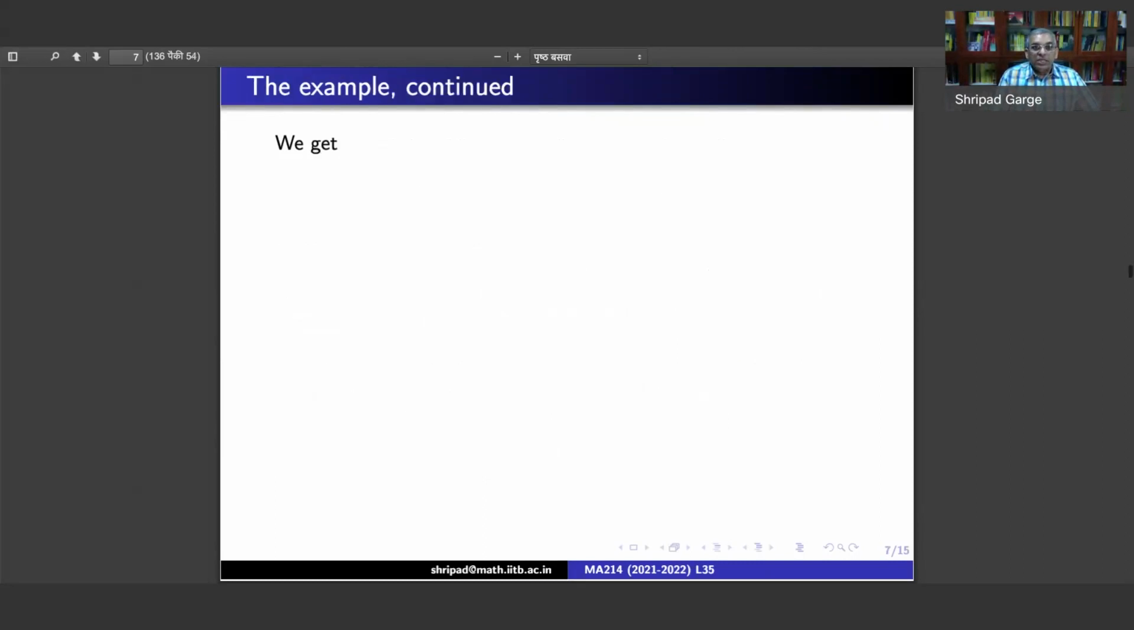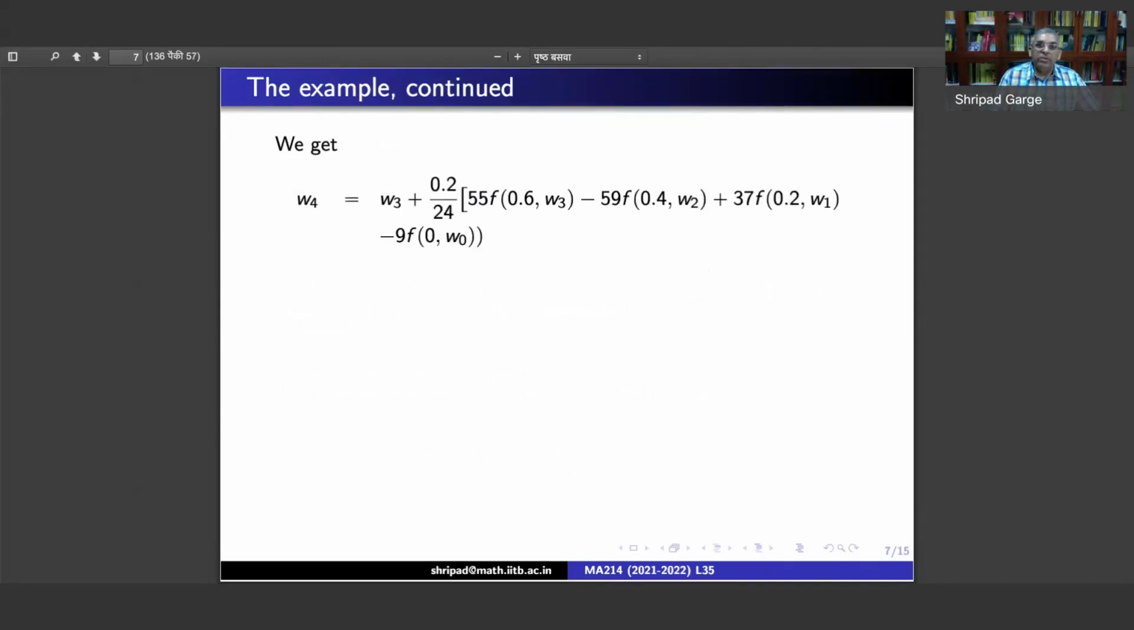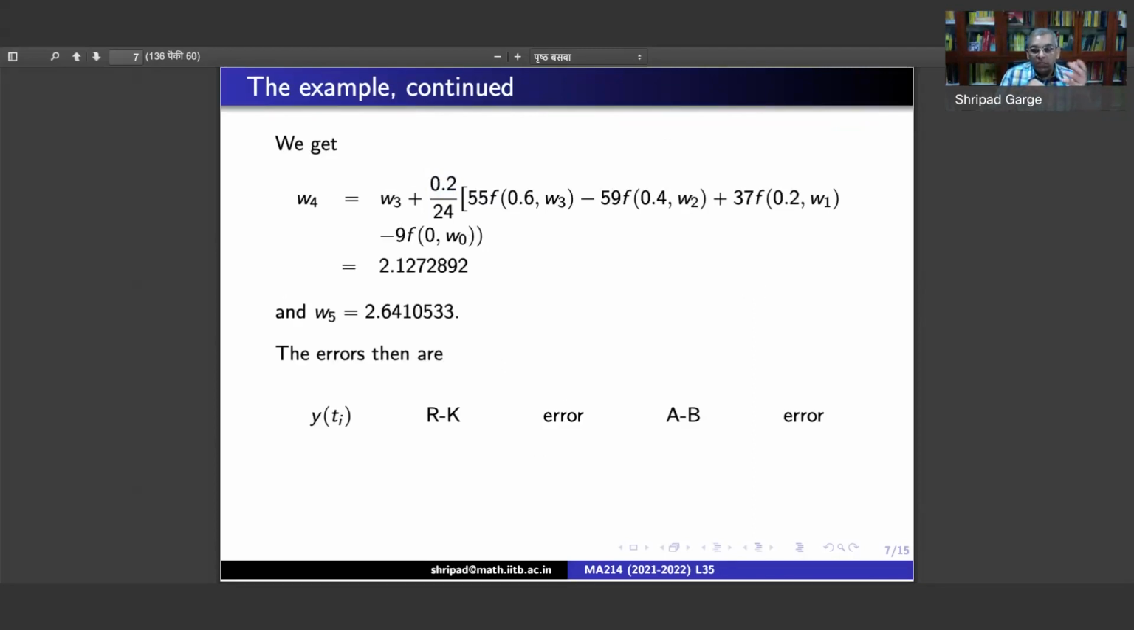These are the formulas of the explicit method, and therefore we have this formula, if you remember, 55, minus 59, 37 and minus 9, and then there is 0.2, which is the value of h. I will just write the final answer. It is 2.1272892. This is the value for W4. And now W1, W2, W3, W4 will give W5, which is 2.6410533.